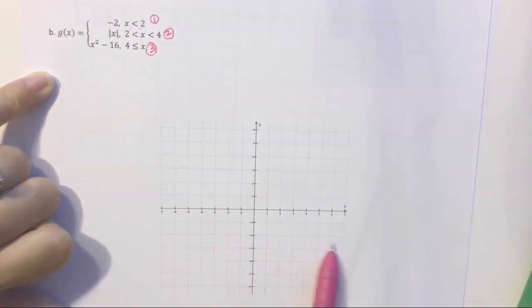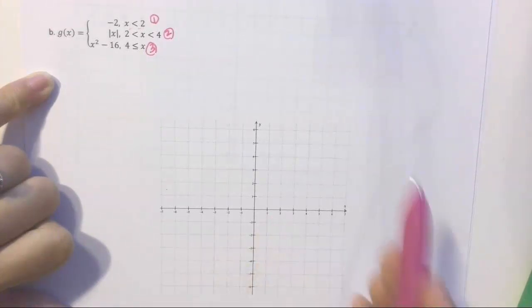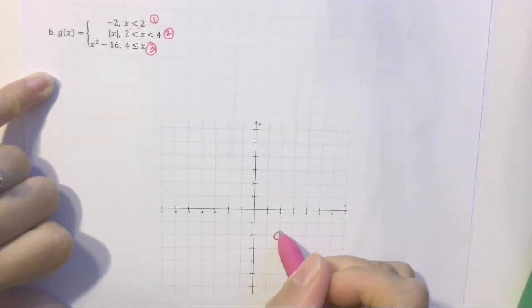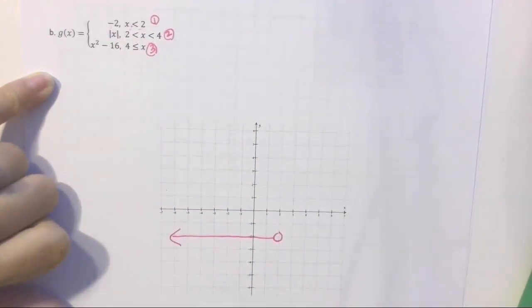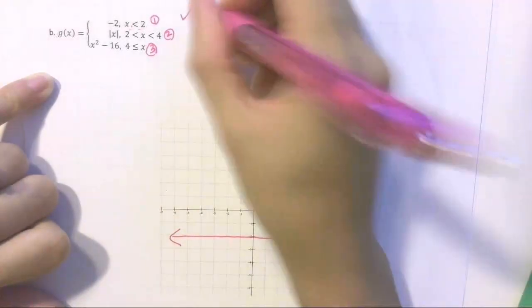So y is equal to -2 is this line over here. Do I want the whole thing? Nope, I cut it off when x is less than 0. So when x is 2, I'm going to make it open circle since it's strictly less than, and do it like that. Alright, so done.